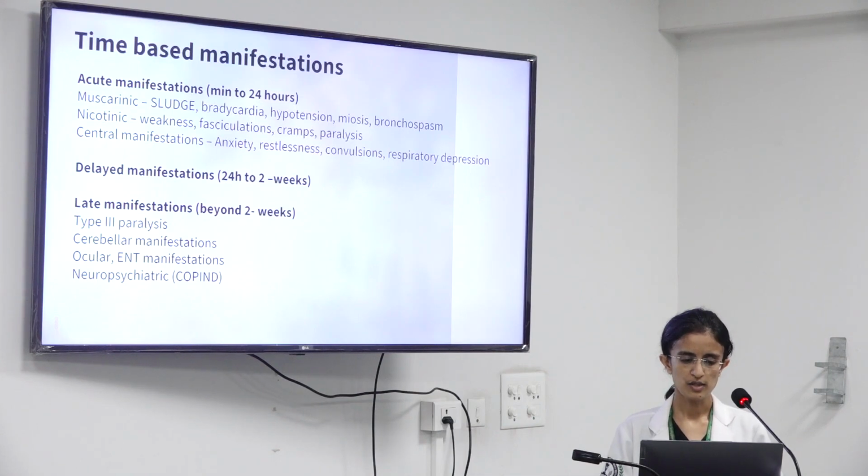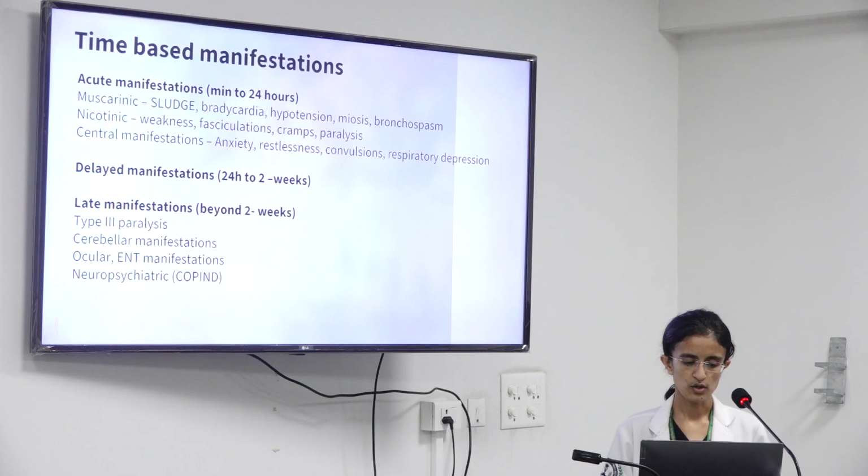Muscarinic: SLUDGE, bradycardia, hypotension, miosis and bronchospasm. Nicotinic actions: weakness, fasciculations, cramps and paralysis. Central manifestations: anxiety, restlessness, convulsions and respiratory depression. Delayed manifestations occur between 24 hours and 2 weeks. Late manifestations usually occur beyond 2 weeks, that is type 3 paralysis, which we will discuss later.